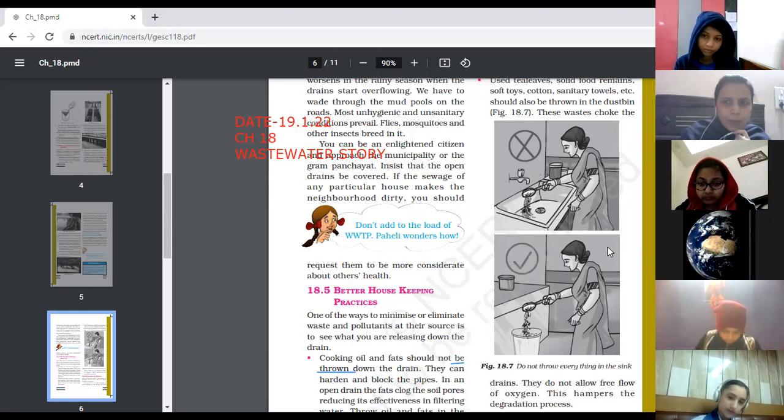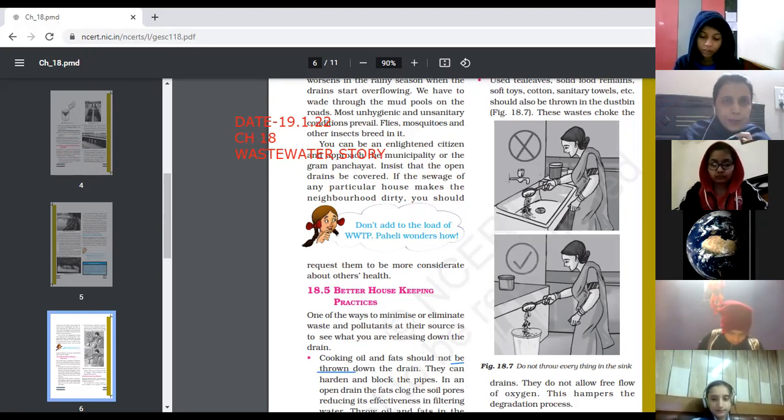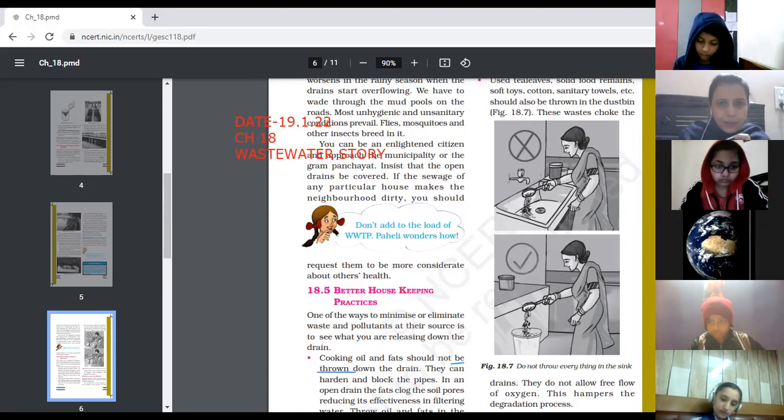So if we are talking about being a good citizen, there are our responsibilities also. We can talk to the municipalities. Whenever the drains are overflowing and dirty water is coming on the road, we can contact the municipality or the Gram Panchayat so that the drains are covered. Okay, next children, one thing more is there, better housekeeping practices.